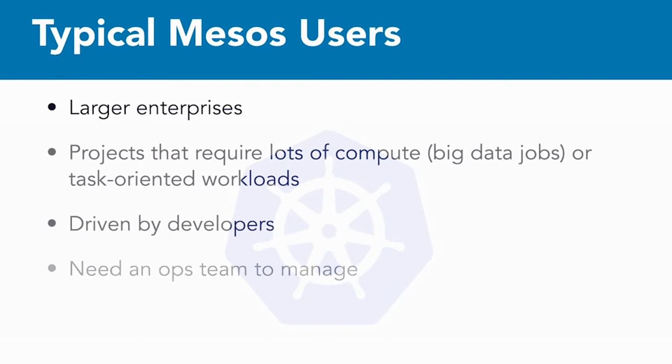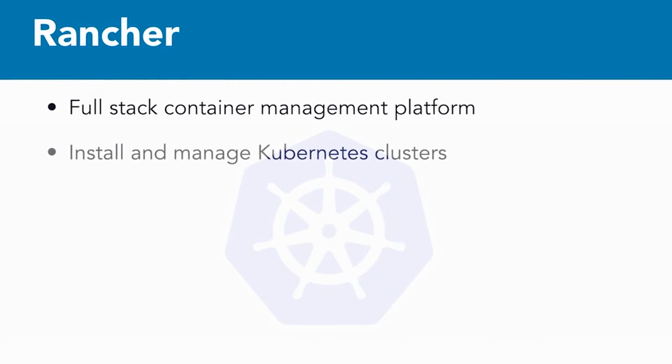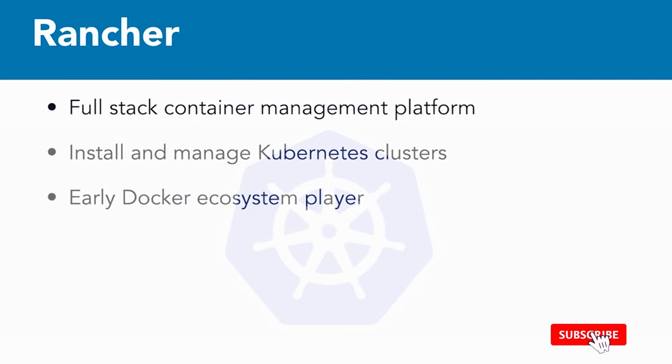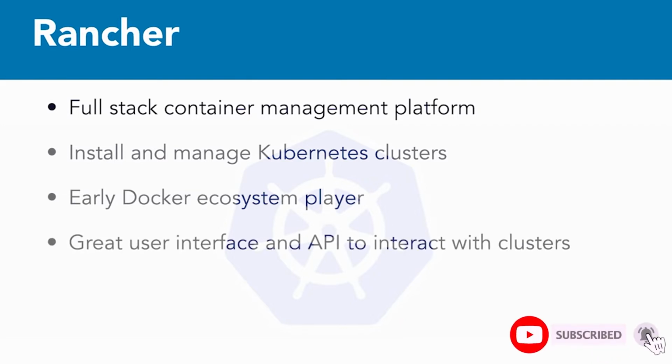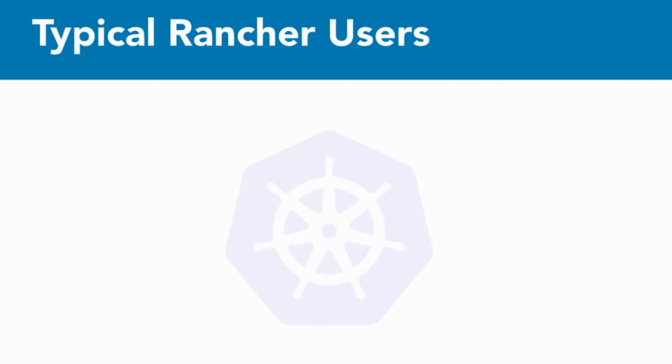It's driven by developers rather than operations, but requires an ops team to manage the tool. Rancher is a full-stack container management platform. It allows you to install and manage Kubernetes clusters easily, whether on-premise or in the cloud. It was an early player in the container ecosystem and had orchestration concepts even before they became a hot topic. It has a great user interface and API to interact with clusters and provides enterprise support for its tooling.